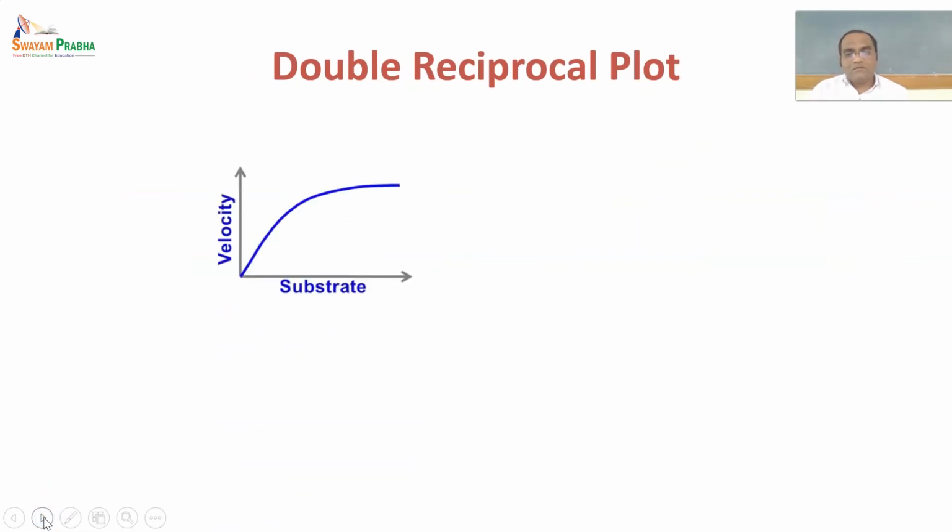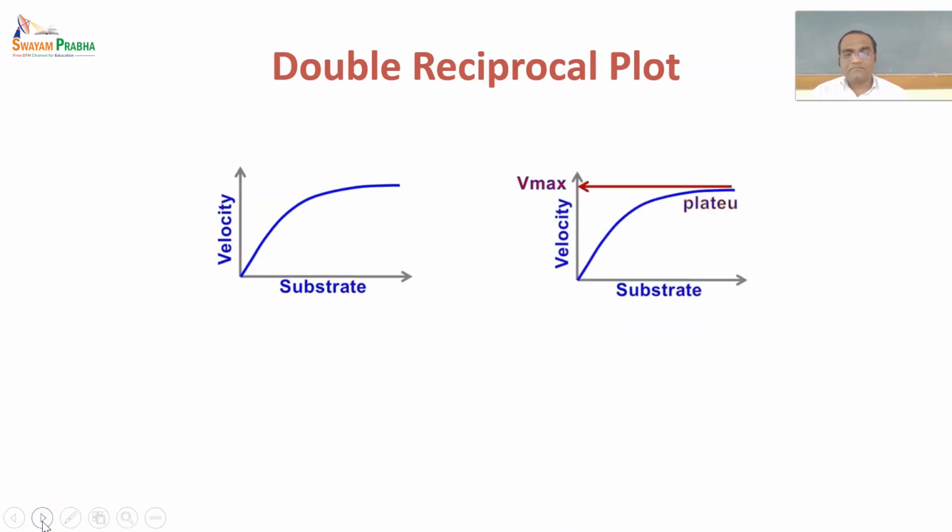Now coming towards the substrate, which is particularly related to velocity. So velocity is on the y-axis and substrate on the x-axis. As the concentration of substrate increases, there will be an increase in the velocity of enzyme activity. It is shown by a graph: as the substrate concentration increases, the velocity of the reaction, or velocity of enzymatic activity, increases. And on reaching a certain plateau, it shows the Vmax.